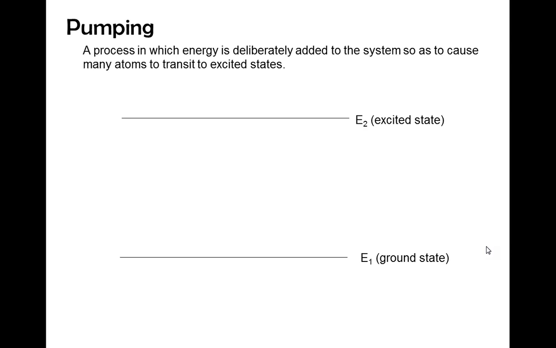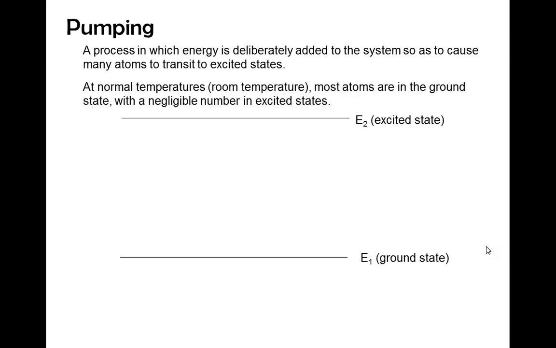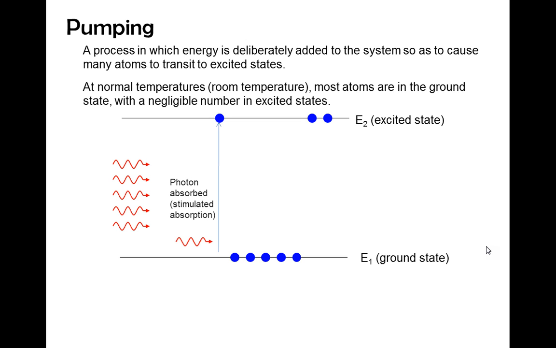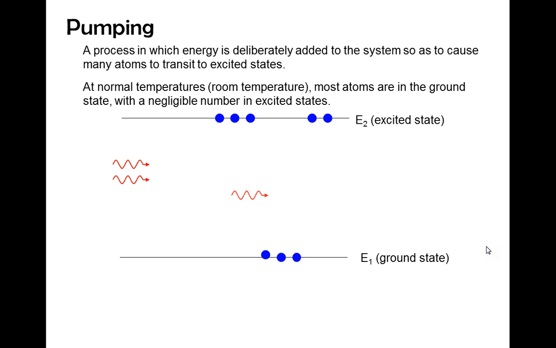It is a process which is deliberately added to the system to cause many atoms to transit to excited states. At normal temperatures, most atoms are in the ground state with a negligible number in excited states. If you send in light of suitable wavelength, you can cause the electrons to excite from the ground state through stimulated absorption and move on to the excited state. This is pumping.